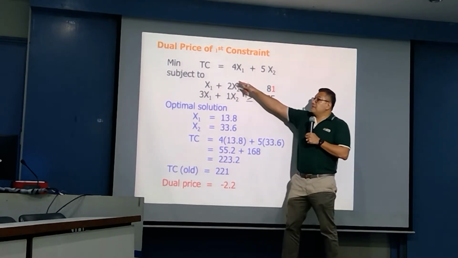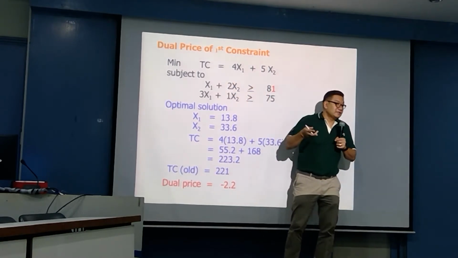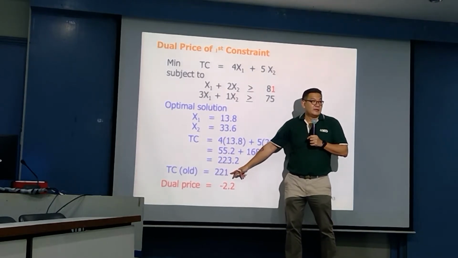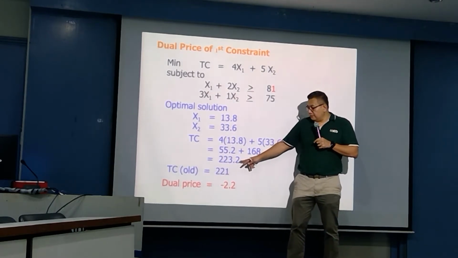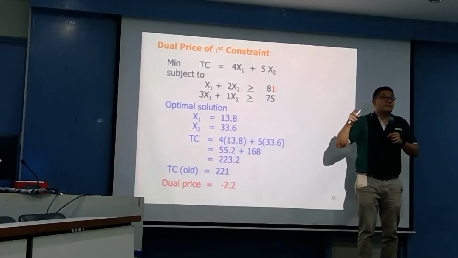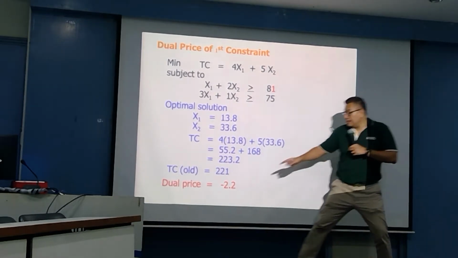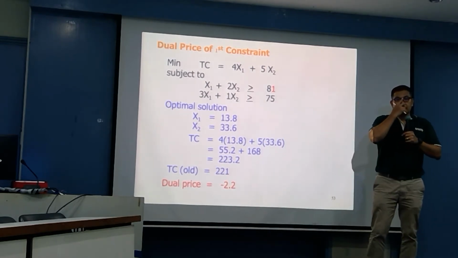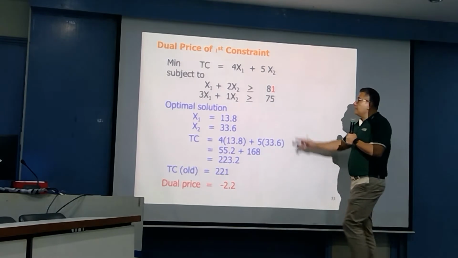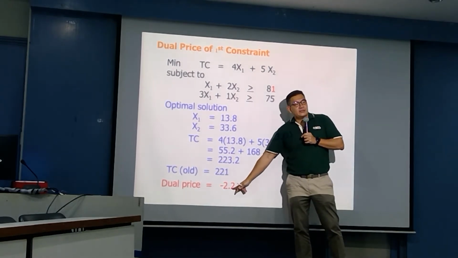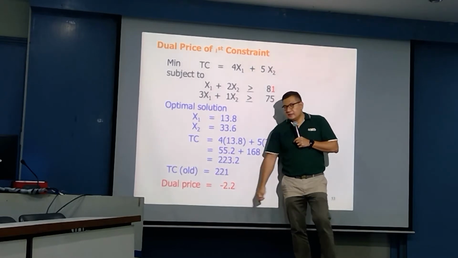Look at the problem, it is minimization. You think about the total cost. The old total cost 221, the new total cost 223.2. Total cost increase shows a negative result. Right? The bad result, negative result. So that's why the multiplier is minus 2.2. Okay? You see that if you increase this one by 1 unit, total cost will increase by 2.2.